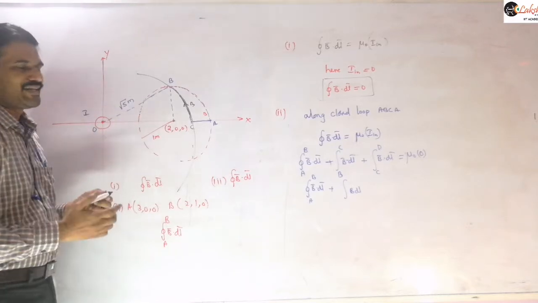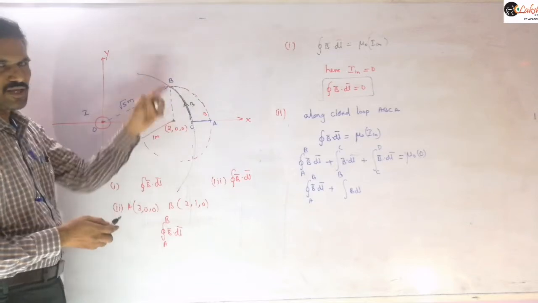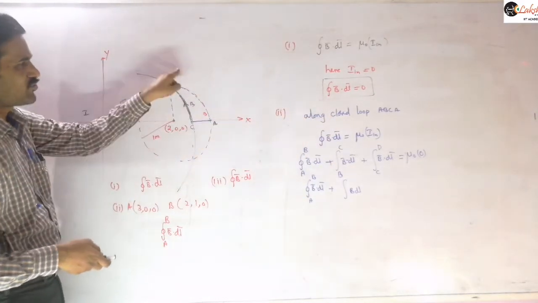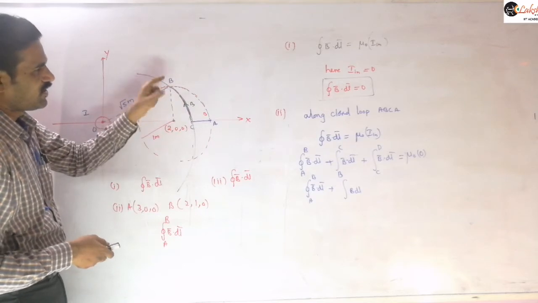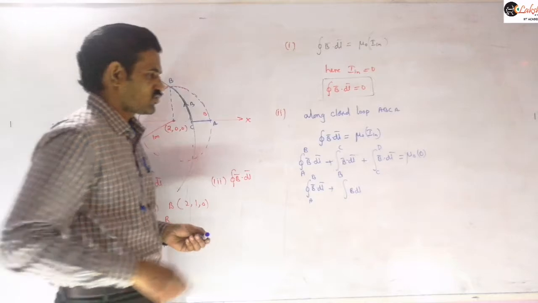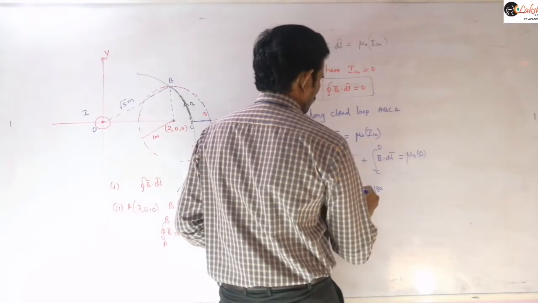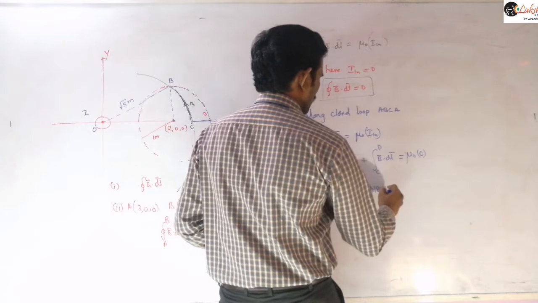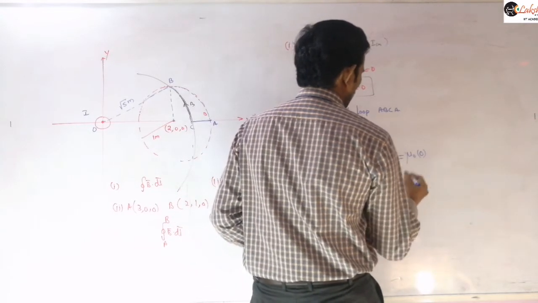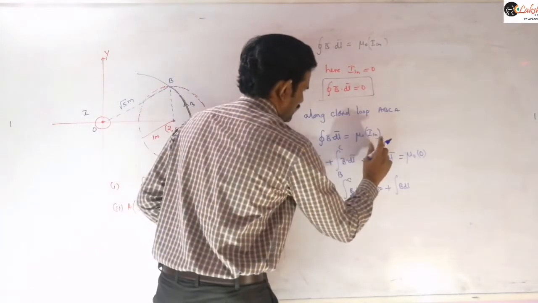Right? For this path C to B, it will be along the same direction, but we are traveling from B to C. We are traveling in the opposite direction. A to B we are traveling, and from B to C we are traveling opposite to the direction of this magnetic field. So for this I can write cos 180. This is from B to C, plus, and now we need to write B into dl into cos for C to A.